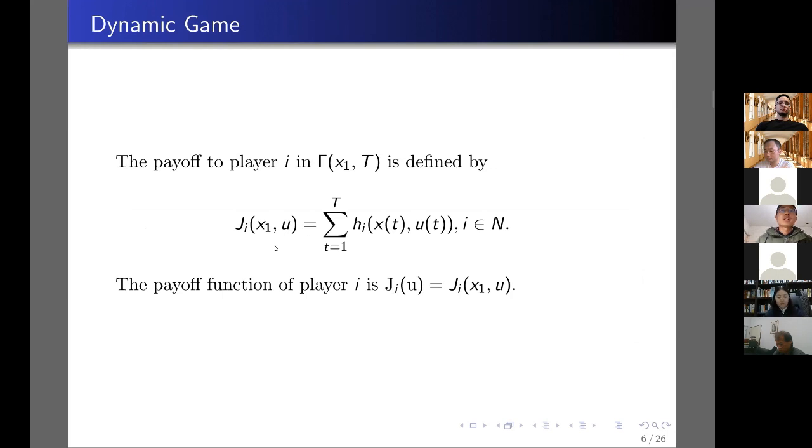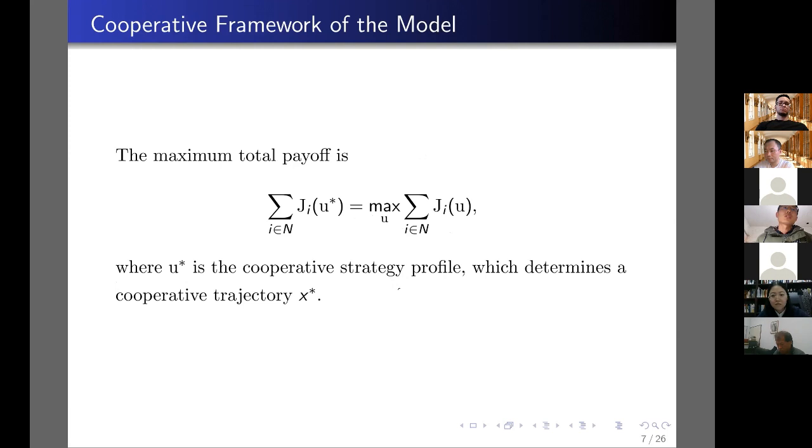The payoff to player i in the game is defined as follows, which is a summation of stage payoffs h_i over t from 1 to capital T. The payoff function of player i is denoted by G_i(u). We suppose all the players will cooperate with each other, and the maximum total payoff is as follows, where u star is the cooperative strategy profile, and it will determine a cooperative trajectory, x star, according to the dynamics.